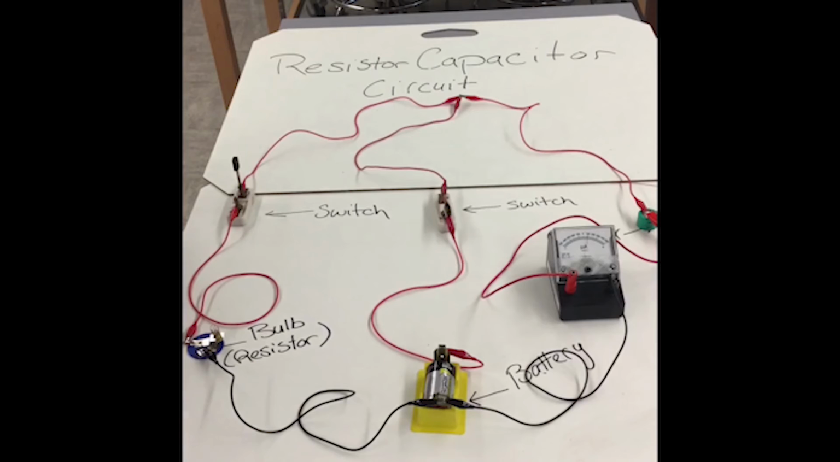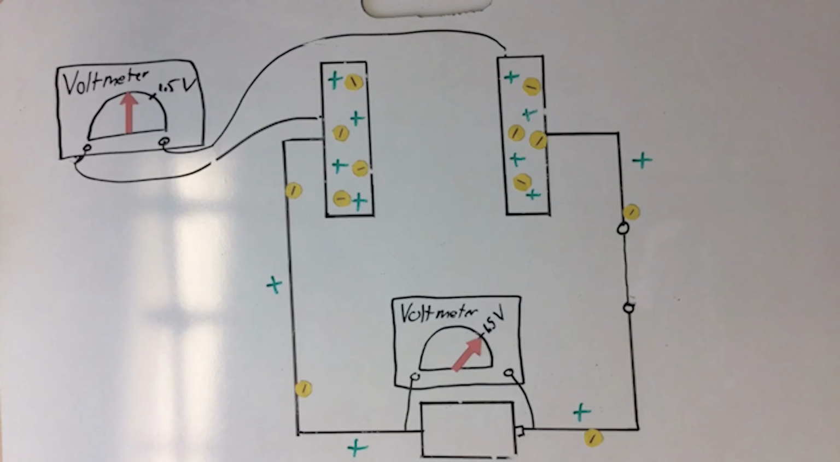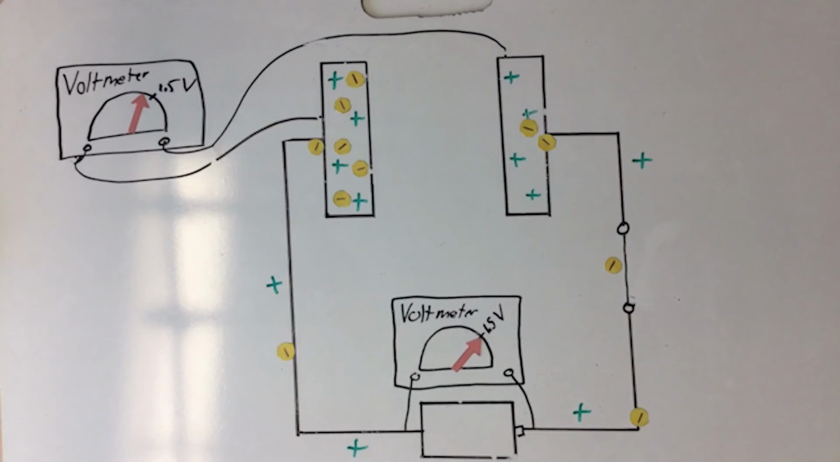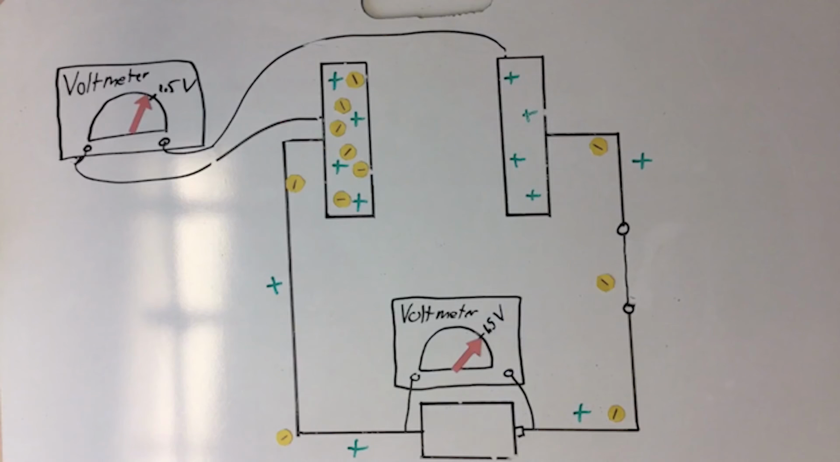What you see on the screen is the RC circuit that involves a capacitor, resistor, a bulb, switches, wires, voltmeter, and battery. This is how it looks when you are charging the capacitor. As you can see, we have 1.5 potential difference across the battery. When the switch is closed, the electrons are being removed from the right plate of the capacitor through the battery, gathering on the left side of the capacitor.